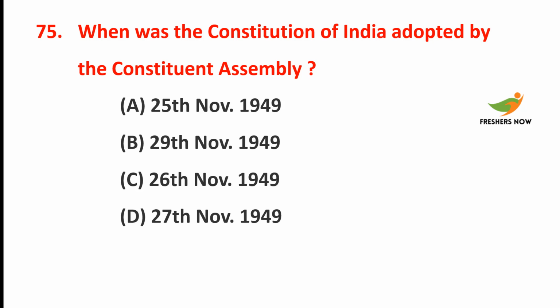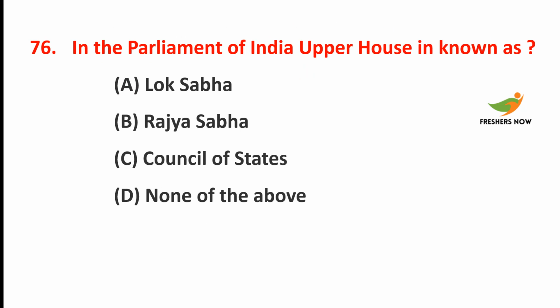75th question. When was the Constitution of India adopted by Constituent Assembly? And the answer is C, 26th November 1949. 76th question. In the Parliament of India, Upper House is known as? Answer B, Rajya Sabha.